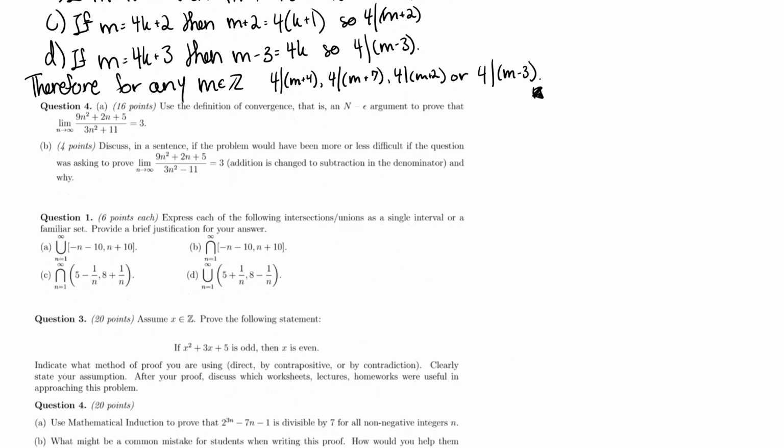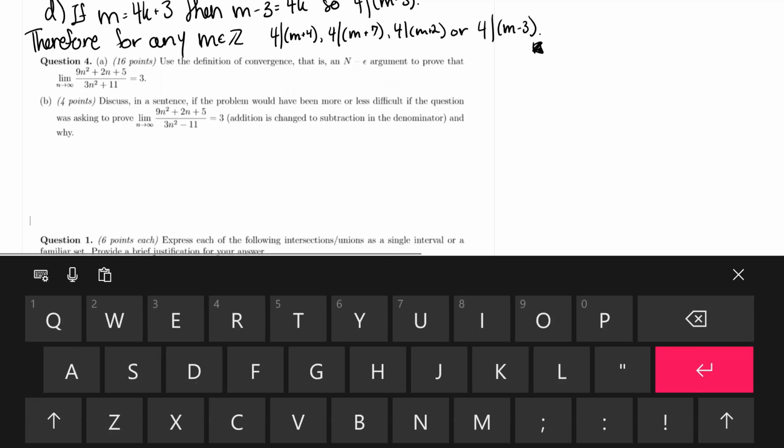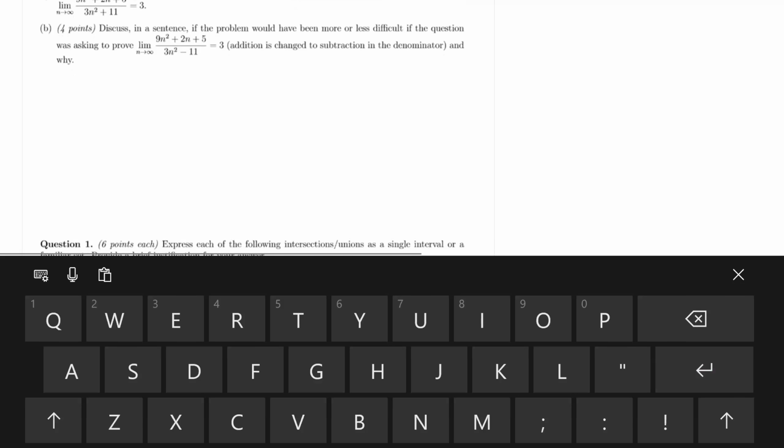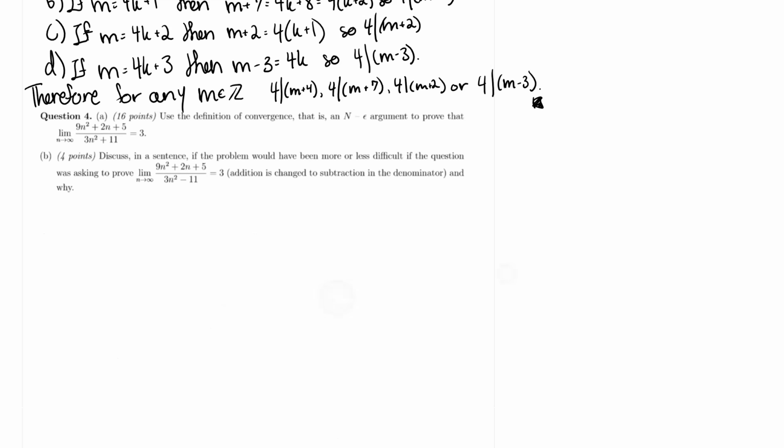But all set. Let me figure out my spacing. So use the definition of convergence. Oh my gosh, yeah, give us a lot of space. I don't know how much this is going to be.